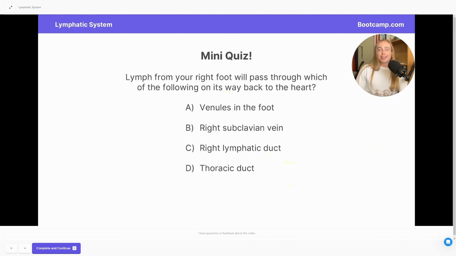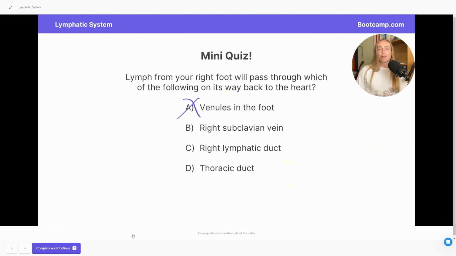Now that we've finished with the lesson, let's go ahead and do a mini quiz. Lymph from your right foot will pass through which of the following on its way back to the heart? For answer A, remember that any interstitial fluid that is not reabsorbed by a capillary is going to enter into the lymphatic vessels, not a venule, making A incorrect.